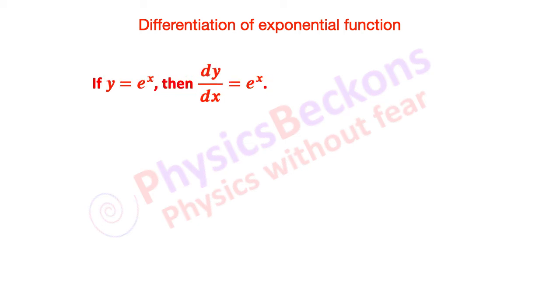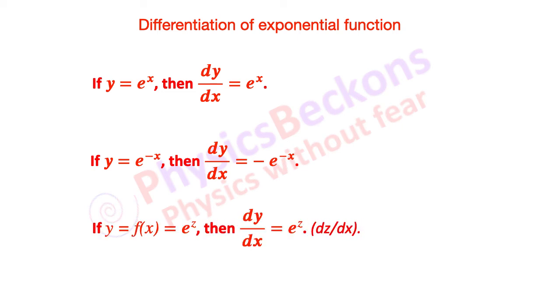Differentiation of such functions: if y is e raised to the power x, then dy by dx is e to the power x. Similarly, if y is e to the power minus x, the differential is minus e to the power minus x. If y is f(x) equal to e to the power z, where z is a function of x, then dy by dx is e to the power z multiplied by dz by dx. Here we have used the chain rule that we have studied earlier.